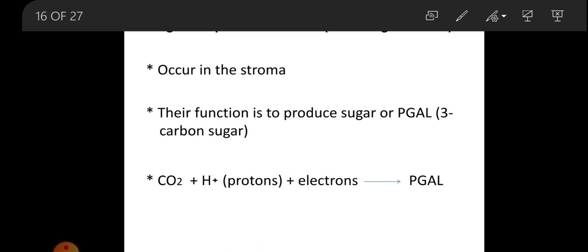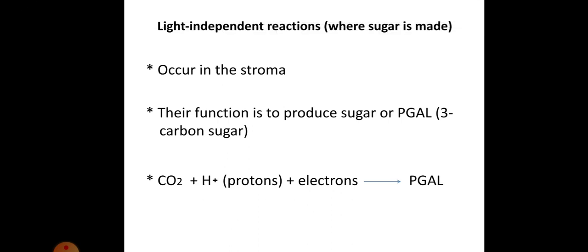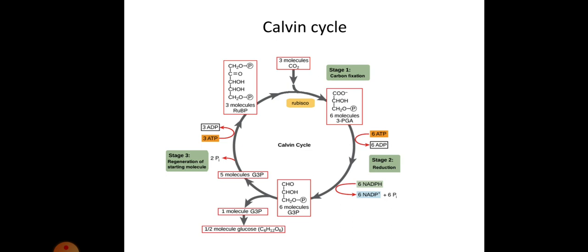Now, let's study in more detail the Calvin cycle. In the Calvin cycle, we have three main stages: the carbon fixation stage, the reduction stage, and stage number 3, the regeneration of the starting molecule. Let's start with stage number 1, which is the carbon fixation.